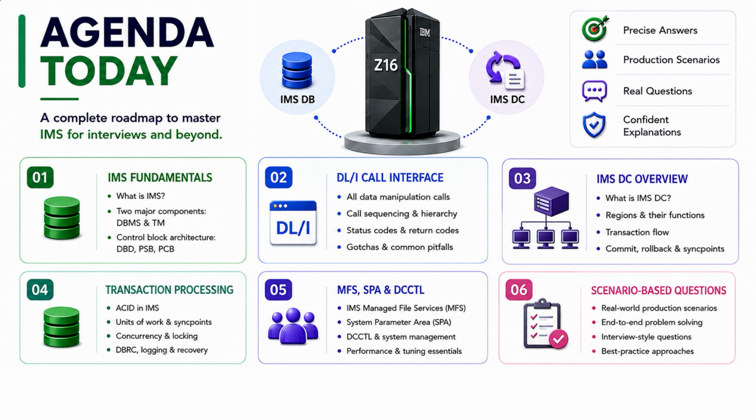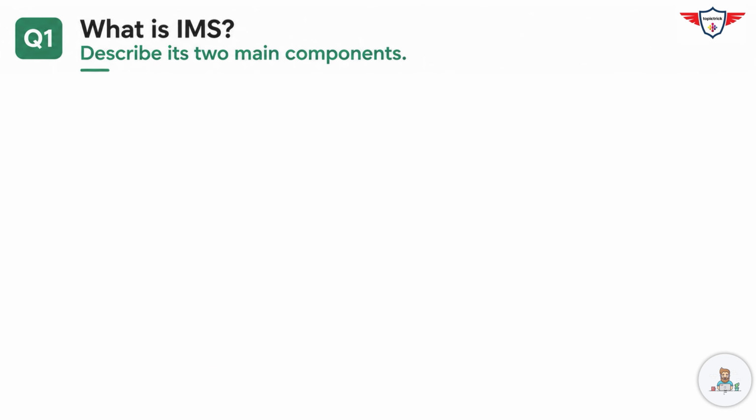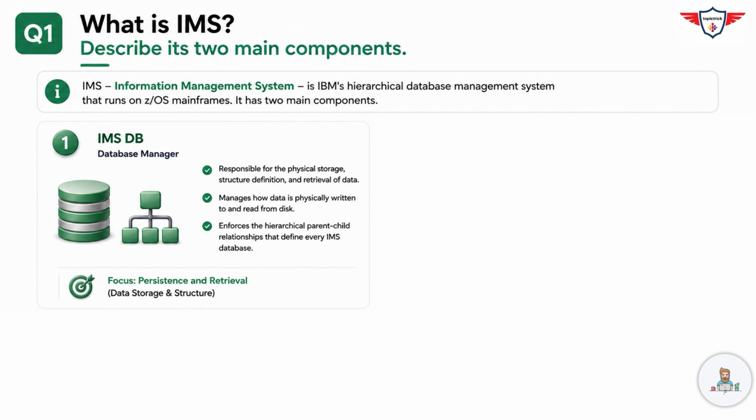So let's begin with our first section, that is IMS fundamental questions. The very first question is, what is IMS, and describe its two main components. So IMS stands for Information Management System. It is an IBM hierarchical database management system that runs on z/OS mainframe. It has two main components.